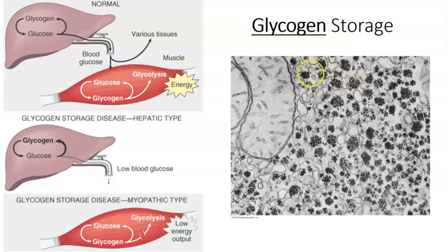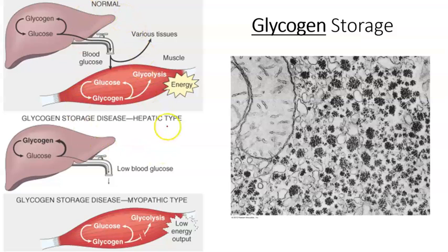This is actually an electron micrograph of glycogen in the liver as well. Our liver, remember, has to regulate and provide blood glucose for our whole body, so there's also a lot of glycogen stored in our liver. Here, we have glucose that can get into our muscles for energy.